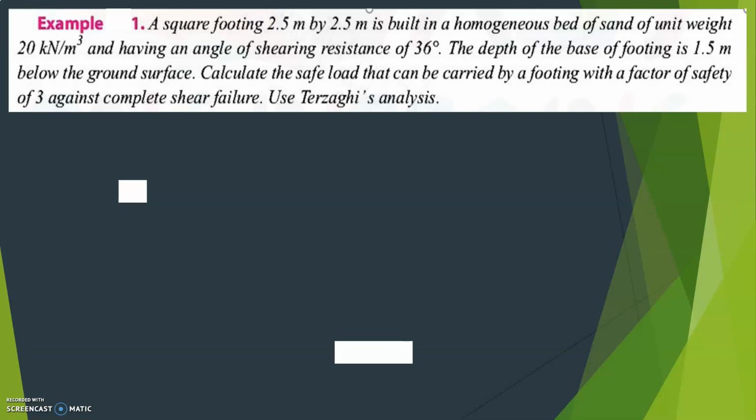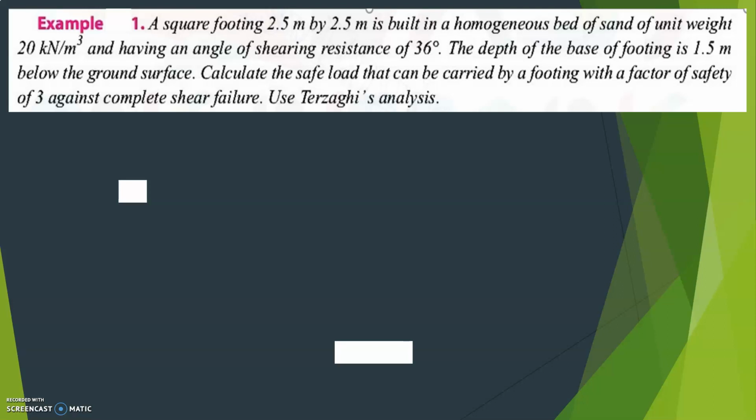Net ultimate bearing capacity QNF is equal to QF minus Q naught, where Q naught is nothing but overburden pressure, that is equal to gamma D. So QNF, net ultimate bearing capacity, is equal to ultimate bearing capacity minus gamma D. Once you get net ultimate bearing capacity, you can calculate safe bearing capacity. Safe bearing capacity is nothing but net ultimate bearing capacity divided by factor of safety plus gamma D.